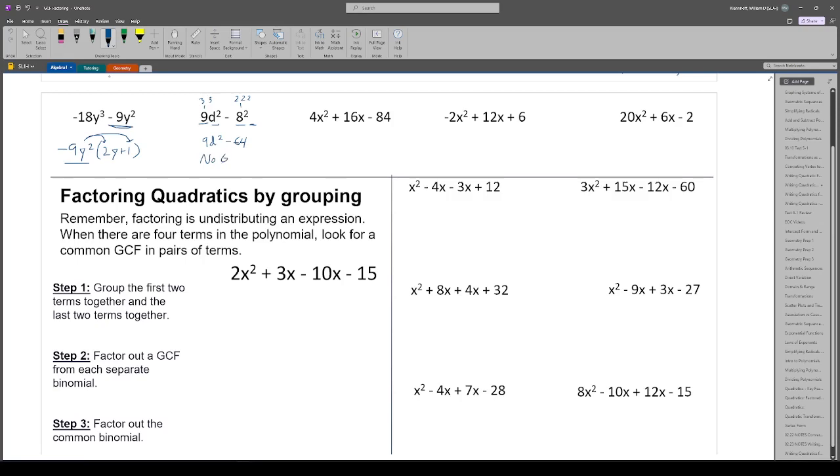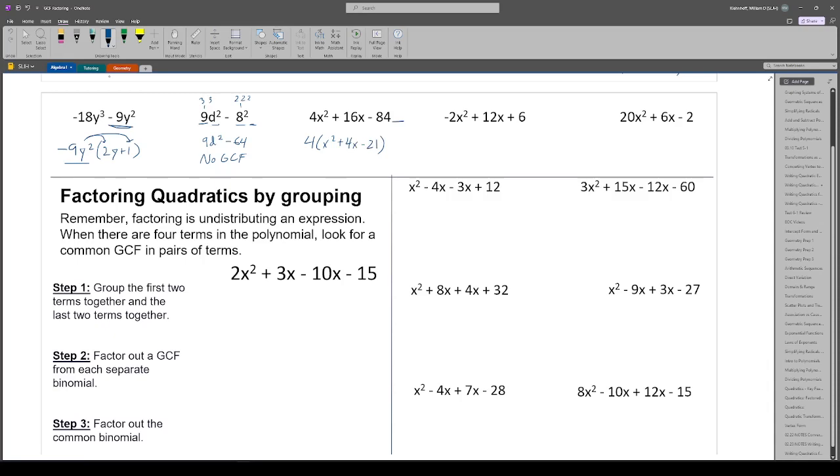So no GCF for this one. Next one, everything's divisible by 4, and this one has no x's, so I can't take any x's away from it. So we have 4x squared plus 4x minus 21.